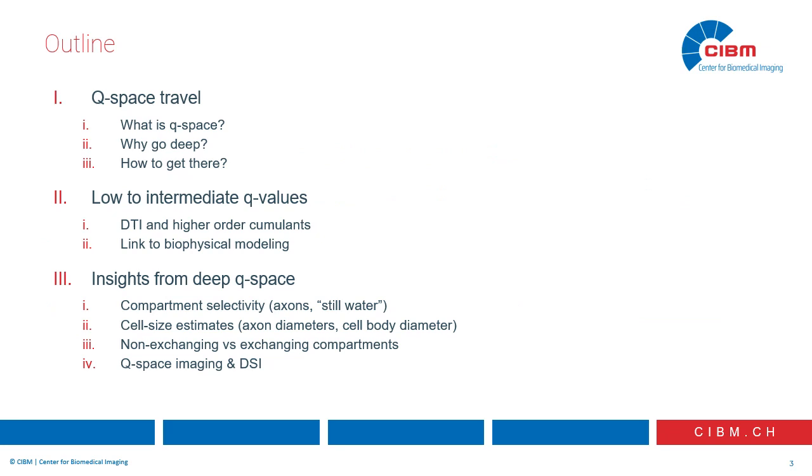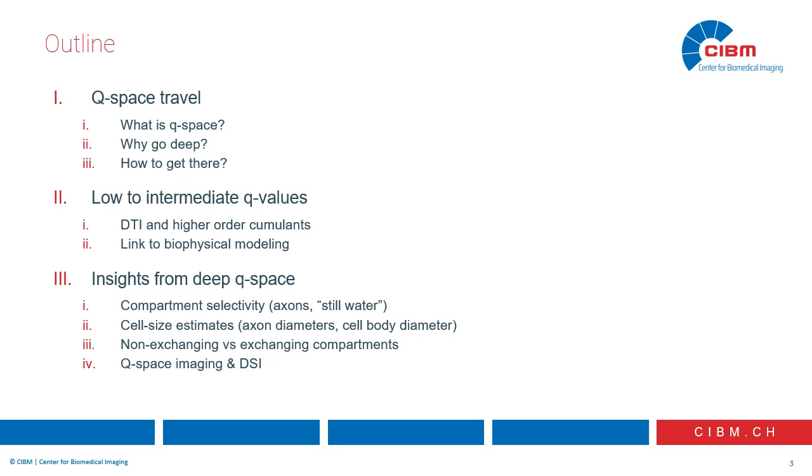So I will start off this talk by explaining how we can travel in Q-space. So first of all, what is it? Why is it interesting to go deep into Q-space, and how can we get there? Then I will briefly mention the low to intermediate Q regime, which of course covers DTI as well as higher order cumulants, and where there can be an interesting link established to biophysical modeling.